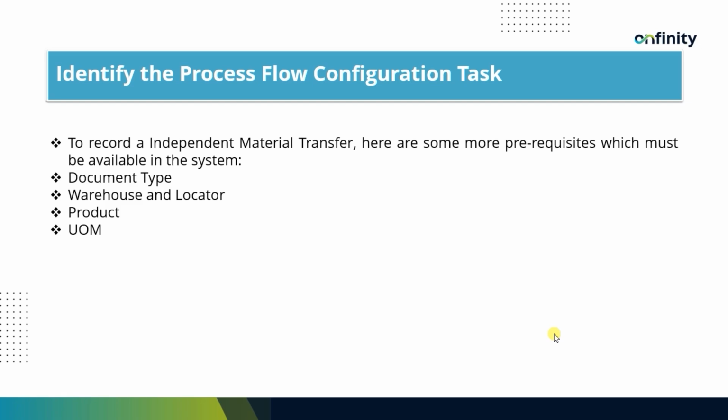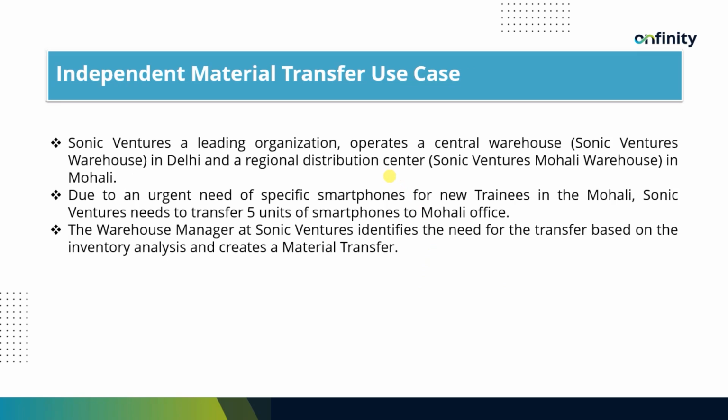Once the concept is clear, the next step is to identify the process flow configuration task that must be set up before creating an independent material transfer. To record an independent material transfer, here are some more prerequisites that must be available in the system. These include the document type, warehouse and locator, product and unit of measure. Now let us begin with the use case of independent material transfer.